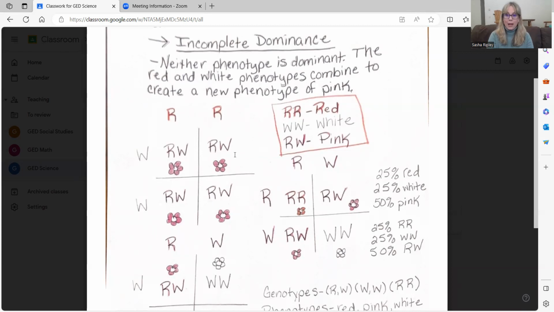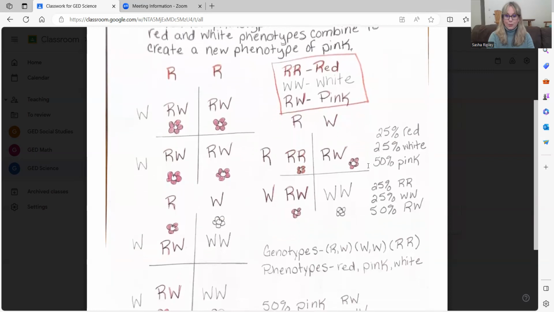And what happens here is, instead of the flowers being either red or white, or red and white, you come up with a completely new phenotype of pink. All of these offspring are going to have a phenotype of pink. Let's look at another Punnett square here.